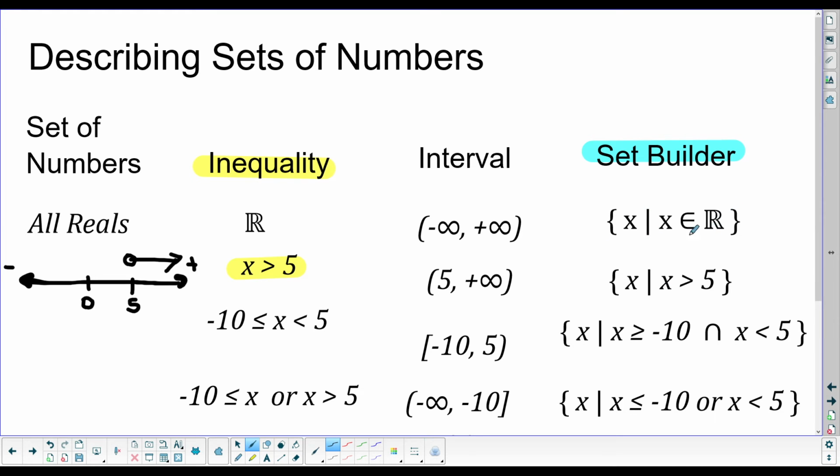This is the set of all x's such that x is a member of, that's what that little E kind of thing looks like, that says that x is a member of the real numbers.